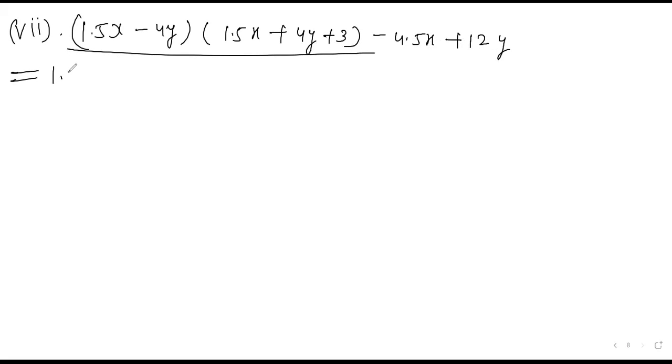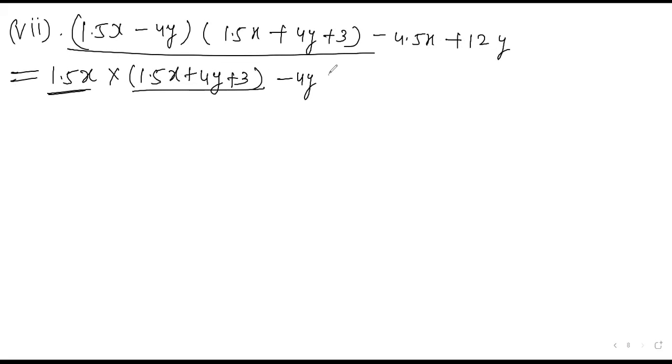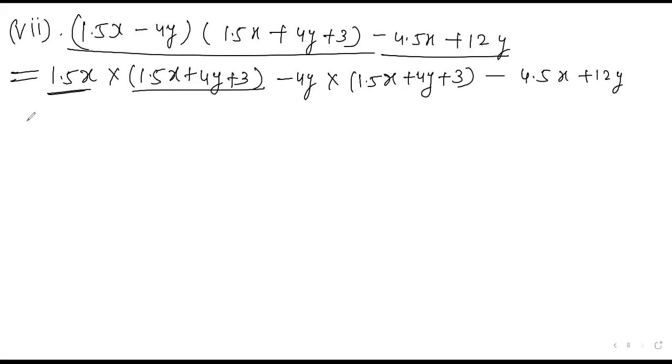So 1.5x is multiplied with 1.5x plus 4y plus 3. That means this one shows a monomial by trinomial. Okay. Now 4y is multiplied with 1.5x plus 4y plus 3. And the rest will be copied as it is. There is no change in this step right now.